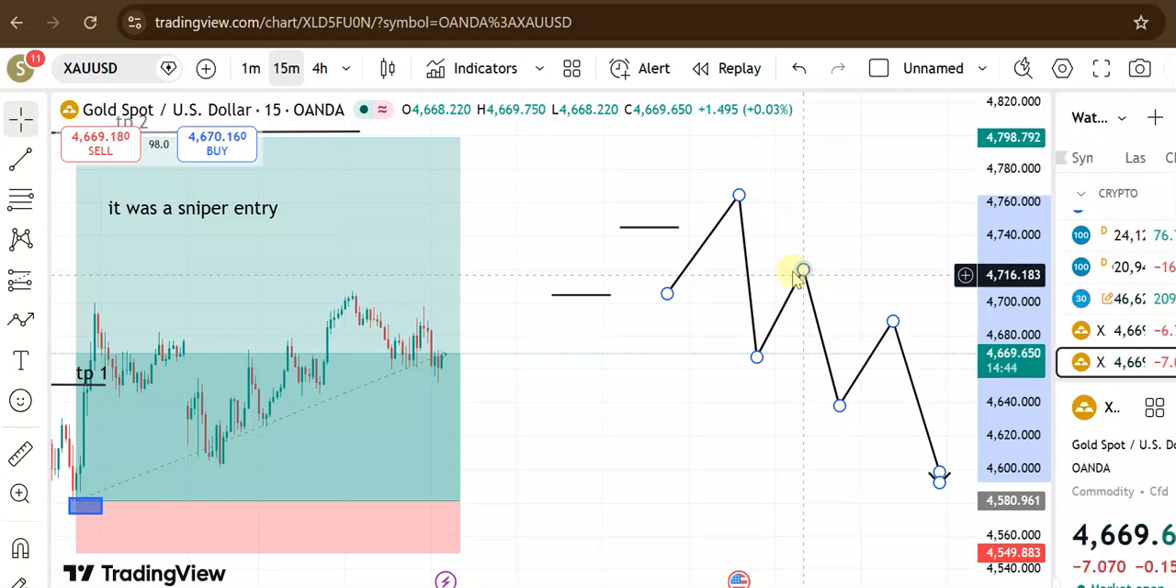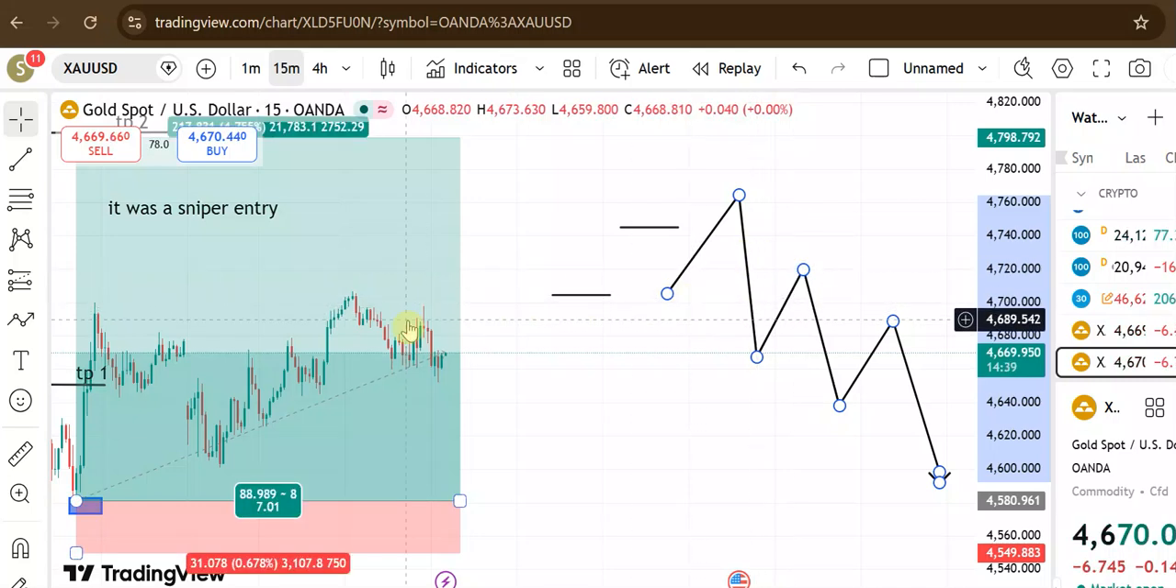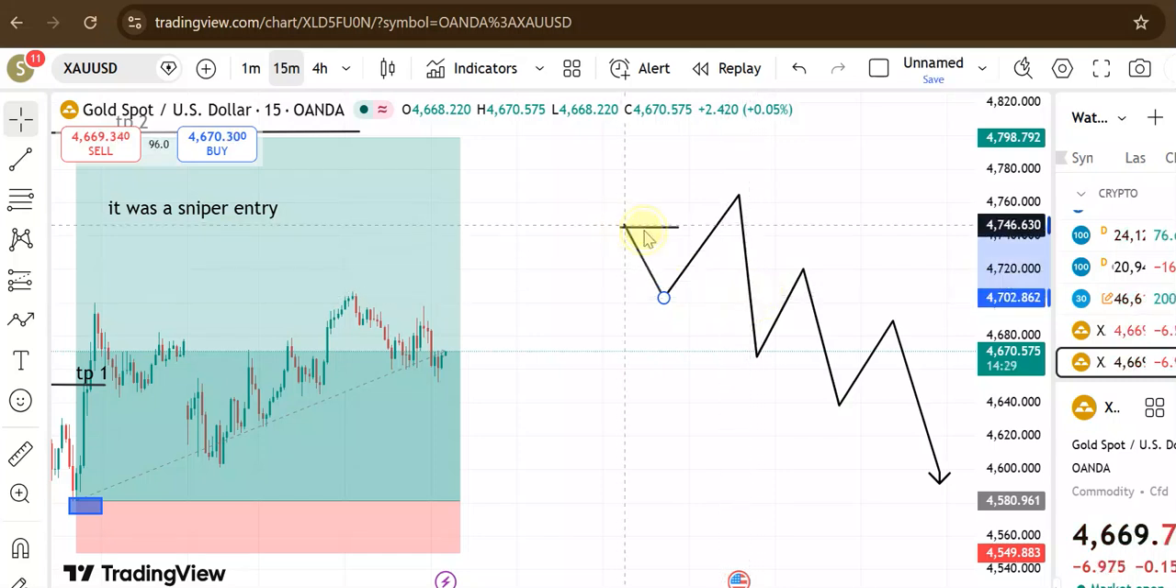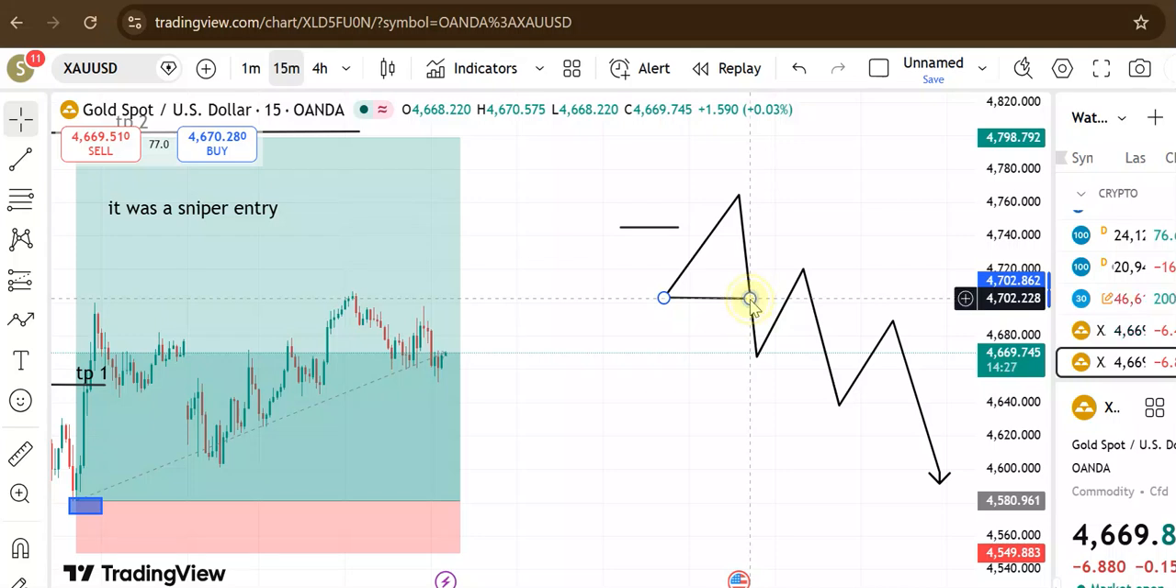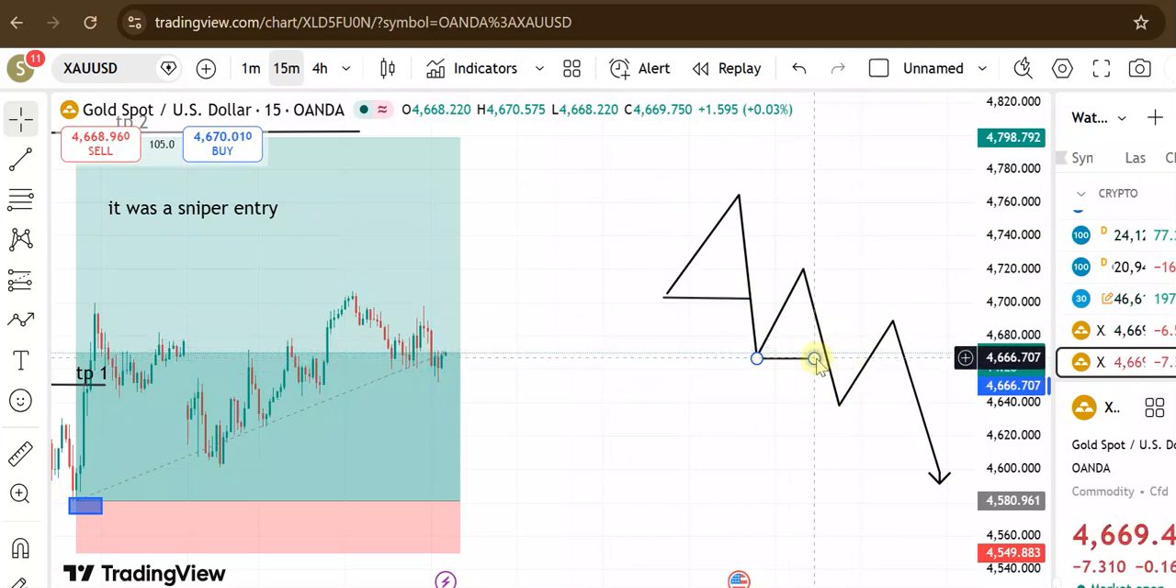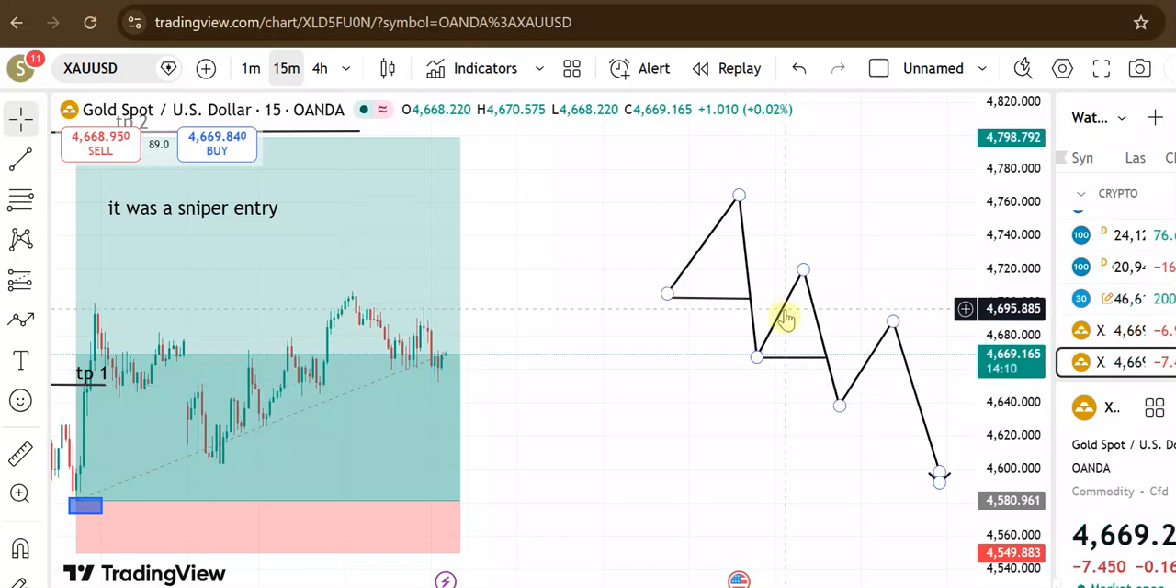And where does the break of structure happen to show continuation of the downtrend? Here. Here. You see that? Here. Now these are break of structures, a continuation to the downside.